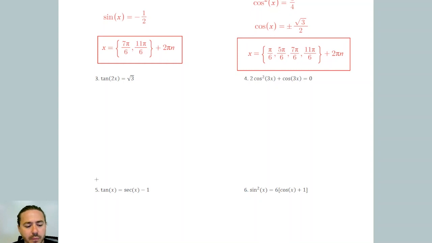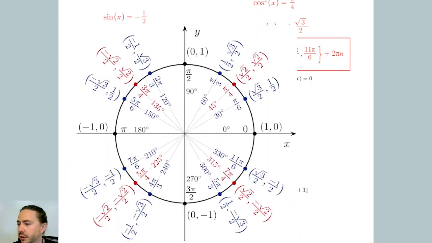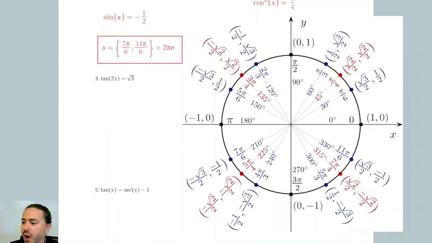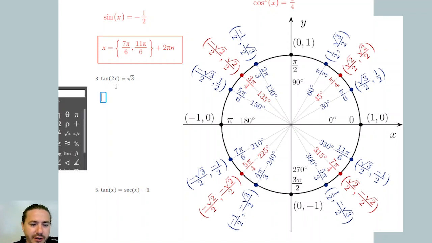So we're looking for some angle measure on the unit circle, so let's bring that back up, where the ratio of the y-coordinate to the x-coordinate is root 3. So we're looking for a y-coordinate that's root 3 over 2, and an x-coordinate that is 1 over 2. Or maybe they could both be negative, and you would divide out to get a positive. That's going to happen at pi over 3 and 4 pi over 3.